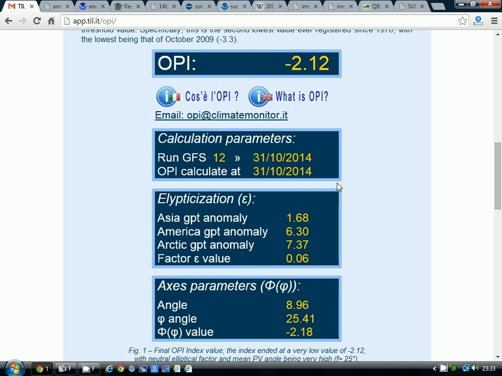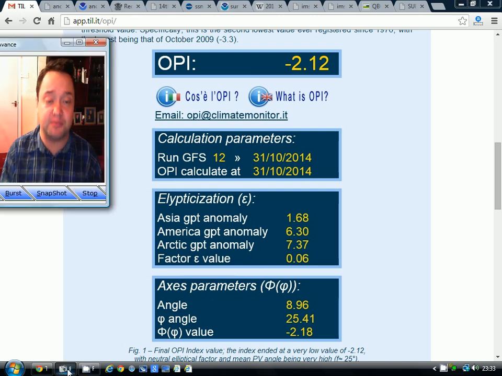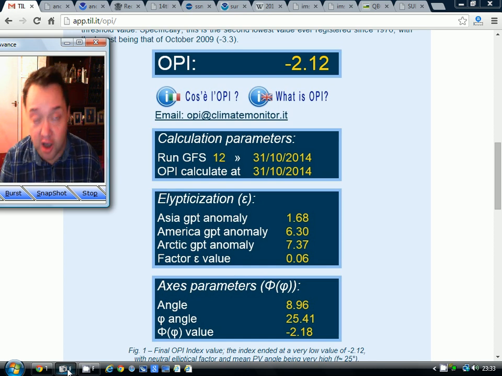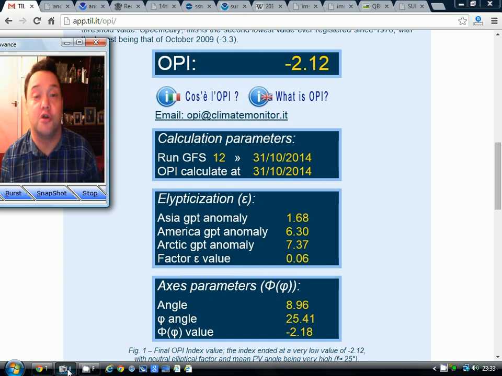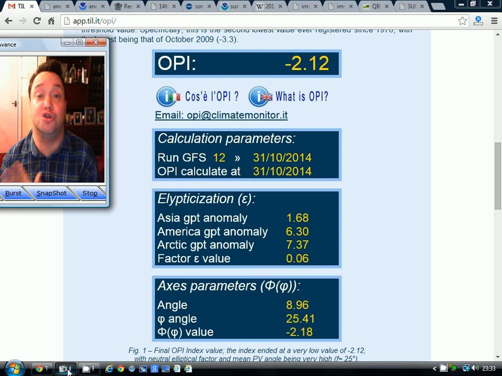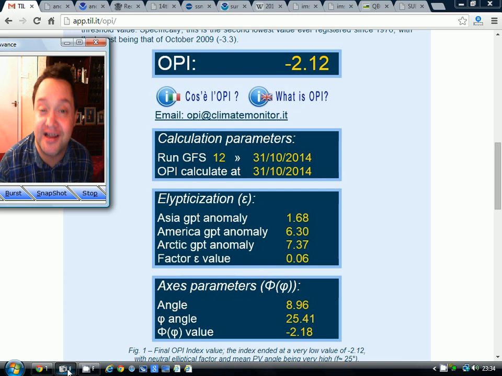Very negative number. Back to 1976, it is the second most negative on record, only beaten by 2009. What this is essentially doing is attempting to index the blocking that is happening over the pole, and when you've got a lot of blocking in October over the pole, it tends to create a lot of snow through Russia and Siberia, and that snow in turn feeds back later on through winter to an increased risk of blocking. I've explained this in other videos, but I have to go on about it again just in case anybody's watching this for the very first time.